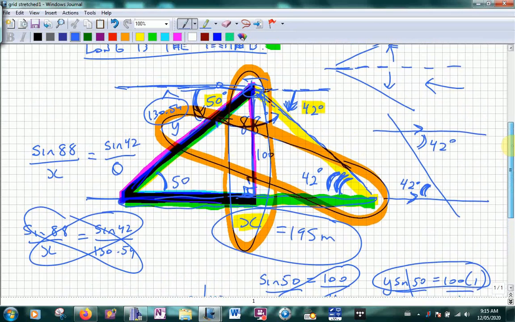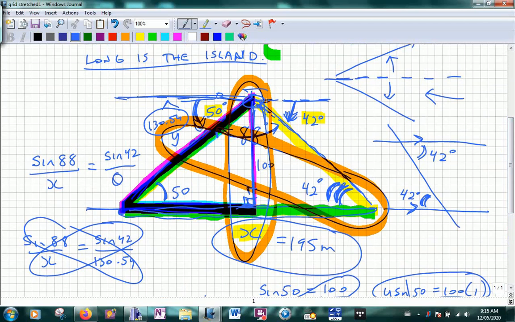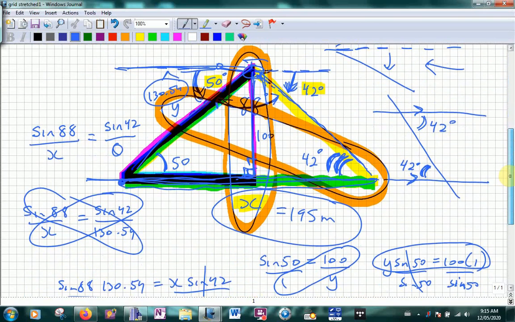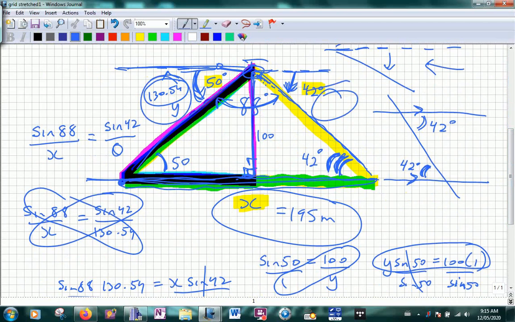Whew. Last step, look at it and make sure it kind of makes sense. It's 100 meters in the air. Does the island seem like it could be 195 meters? Okay, well, pretty short little island, but yeah, it seems reasonable, okay? So again, take the information, draw a picture, and this wasn't the only way I could solve this problem. Maybe I didn't want to find that. I could have found that one instead and used this triangle, okay? There's lots of options. There may be other ways, but, okay?